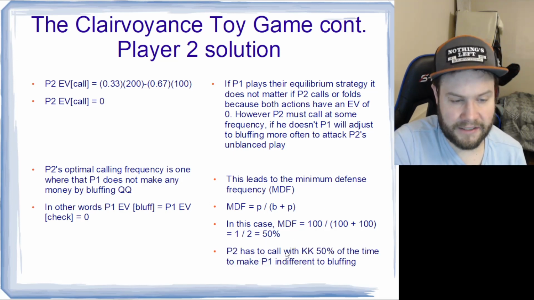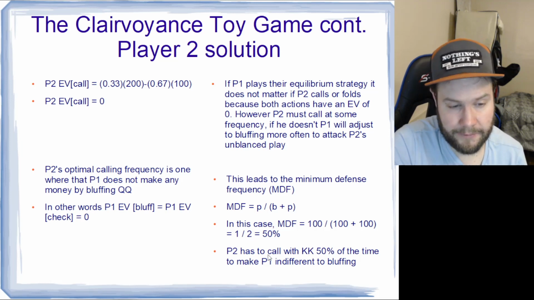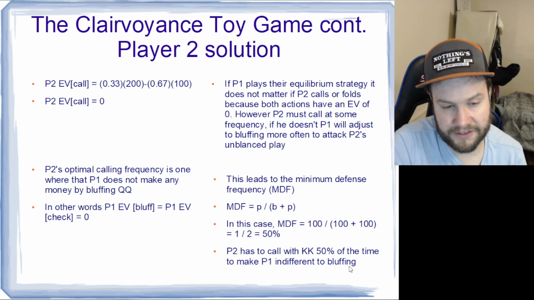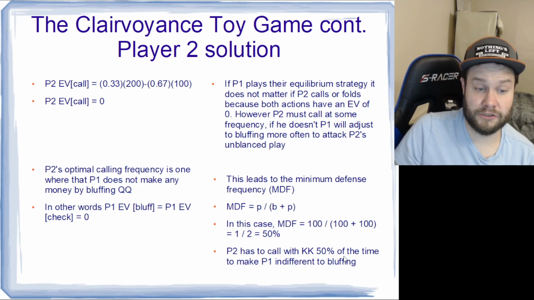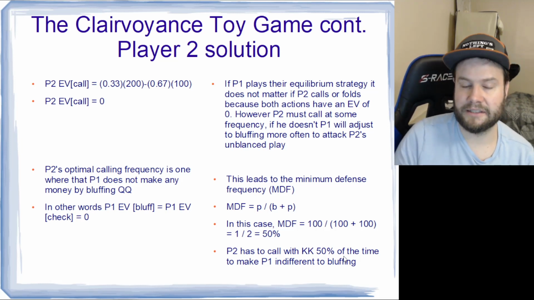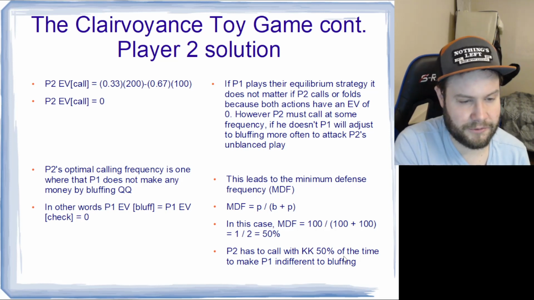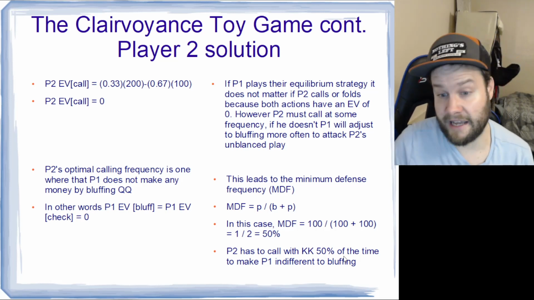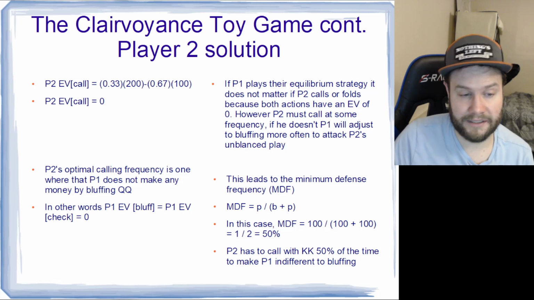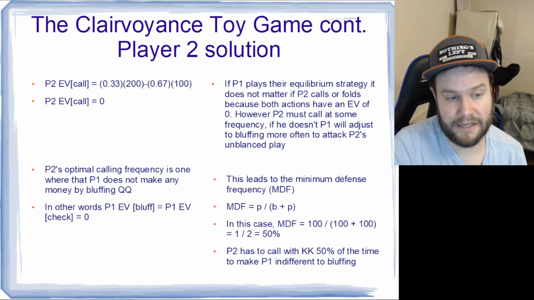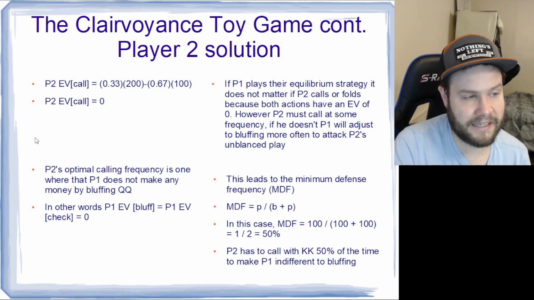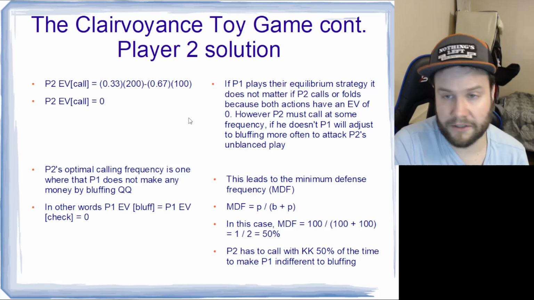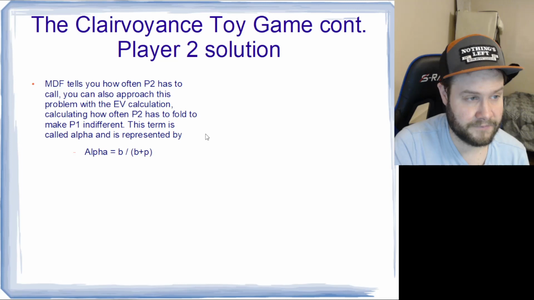So player 2 has to call with king-king 50% of the time to make player 1 indifferent to bluffing. So player 2's optimal strategy is to just, seemingly at random, we'll talk about randomization at some point, decide half the time they call with king-king and half the time they don't. And that's the only strategy they can have; this is the best counteraction they can give to player 1's strategy in this scenario.